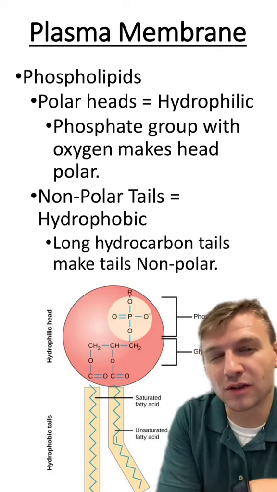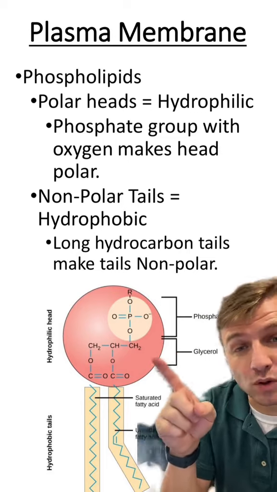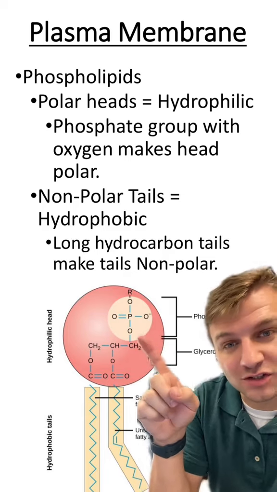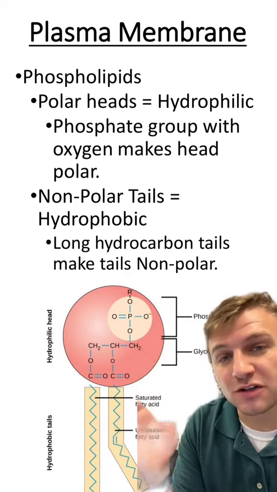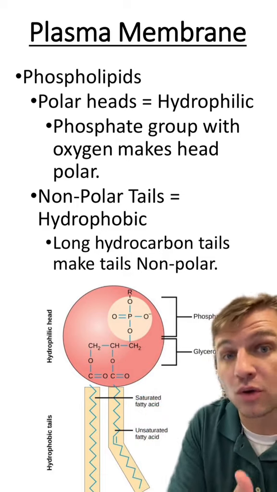Here's what a phospholipid looks like. The head of a phospholipid is hydrophilic because it's polar. The head is polar because it has a phosphate group which has a lot of oxygen. We don't need to go very far into this, but just understand when you see oxygen, it's most likely going to make that part of the molecule polar or hydrophilic.